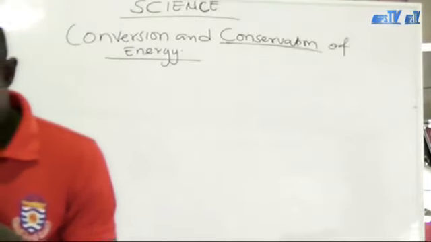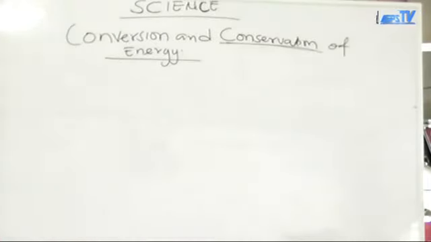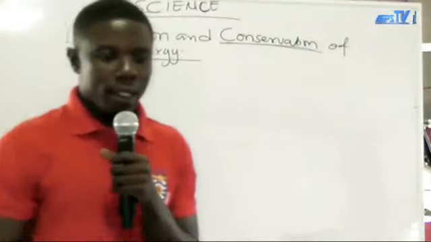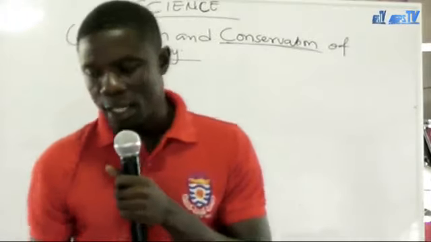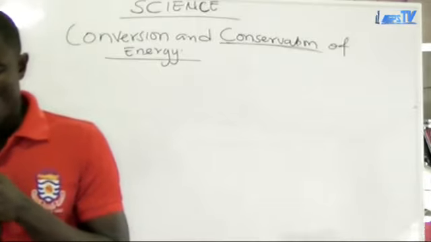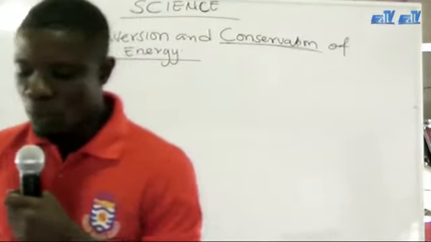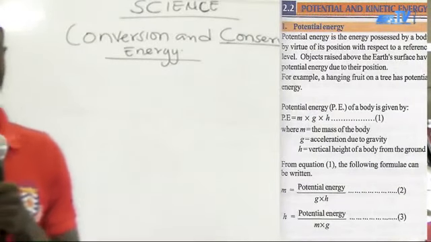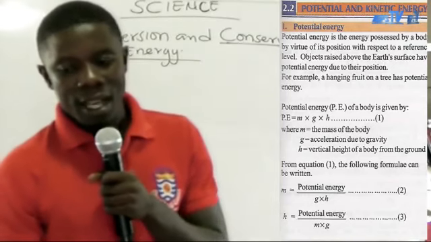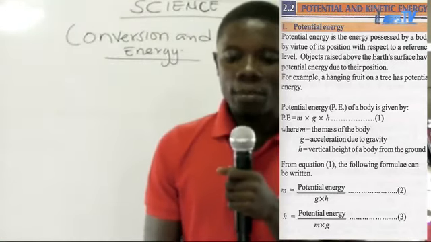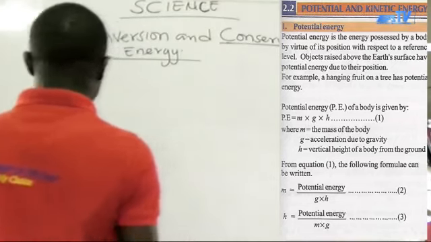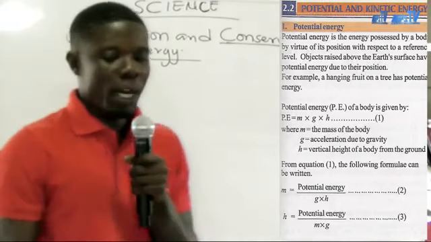So the next energy is potential and kinetic energy. The next form of energy is potential and kinetic energy. Now, let us take them one after the other. What is potential energy? Potential energy is the energy possessed by a body by virtue of its position.